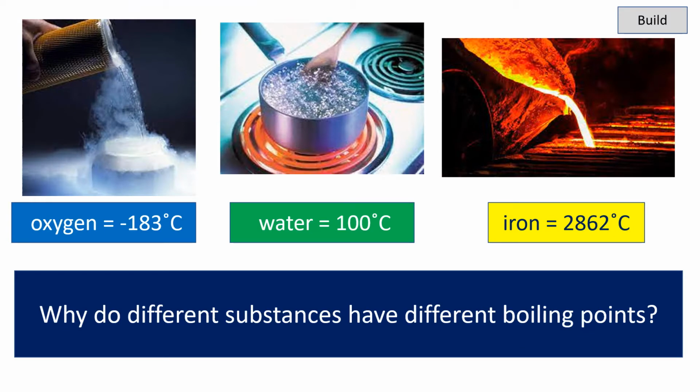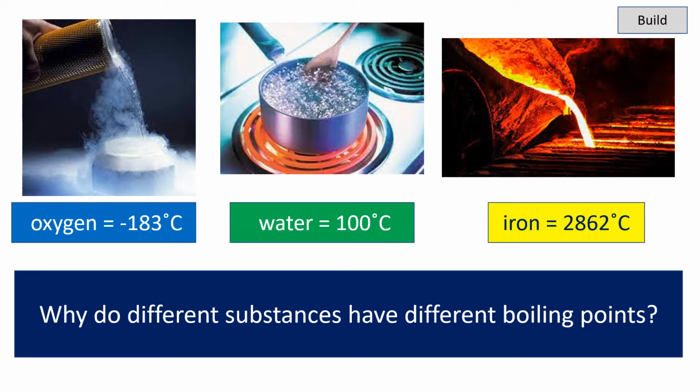So today we're really trying to answer this question: why do different substances have different boiling points? You can see three examples there. Water, the most common compound we talk about, and the exam board would expect somebody to know that water boils at exactly 100 degrees Celsius.